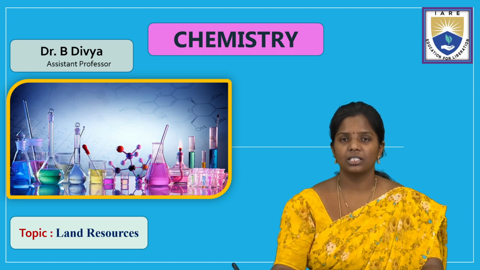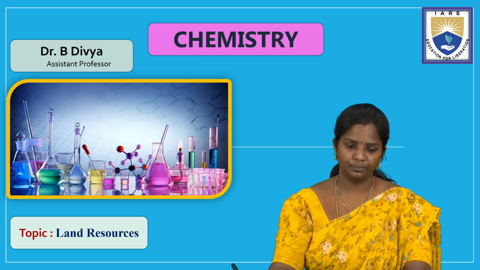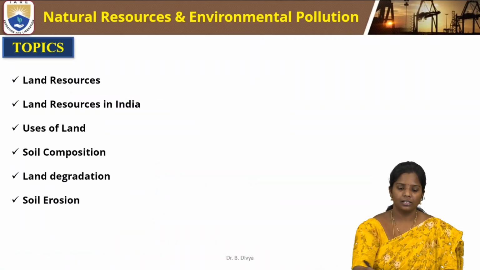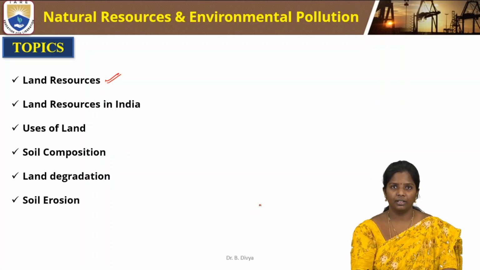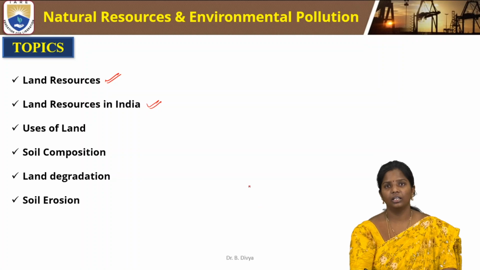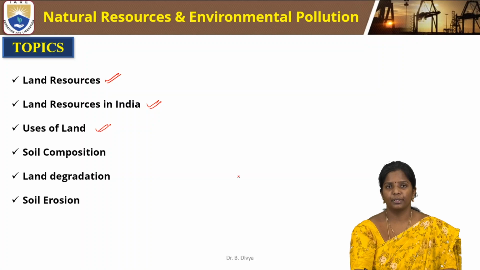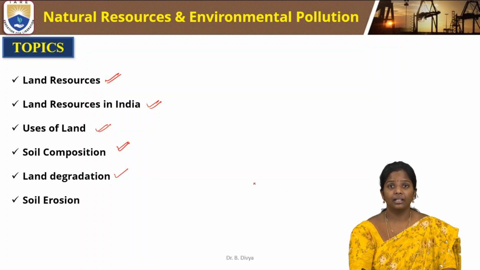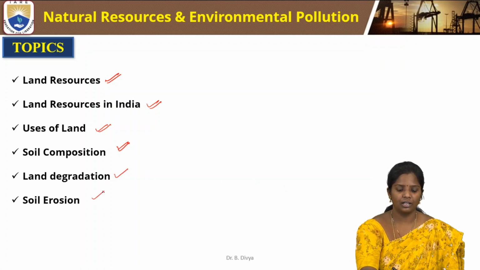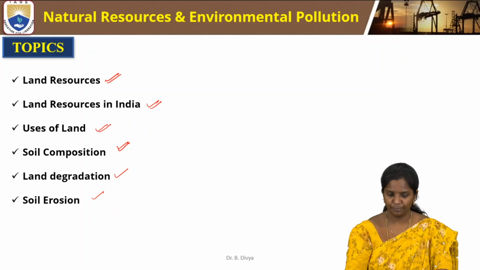So in this session, you will understand what the land resources that are available are and how they are utilized. So here are the topics. Land resources: what resources are available on the land and how they are available; land resources in India, in our country, and the utilization of land in various applications or for various purposes. Then the composition of soil, how the soil is composed; then land degradation, how the degradation takes place; and soil erosion and its causes and effects.